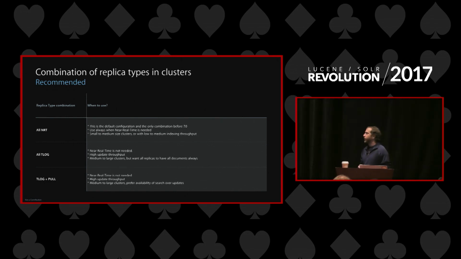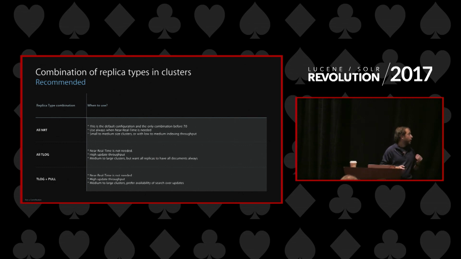The other combination is all T-log replicas. This combination works because one of the T-log replicas is going to be a leader, and it's going to behave like a near real time replica, but you just create it as a T-log, and then the others are going to be replicating, right? You would use this combination when near real time is not needed, when the update throughput is high, and when you have a big cluster, but you still want all the nodes in that cluster to have all the documents.